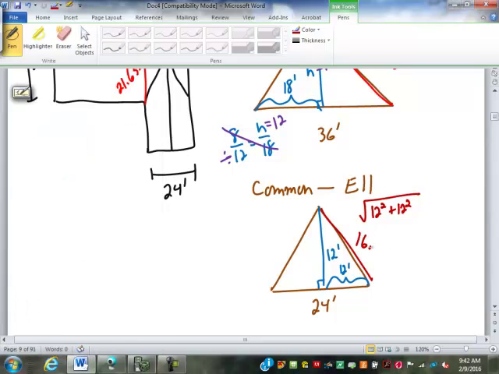That's 16.971. As I'm cheating. So that's this right here, 16.971. It's a shortcut. If both legs of the triangle are the same, you can just multiply one of them by the square root of 2 to get the hypotenuse.